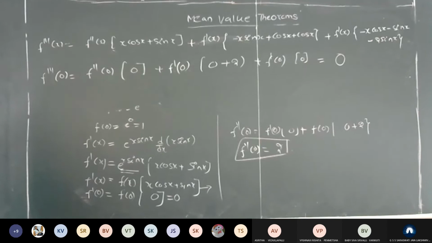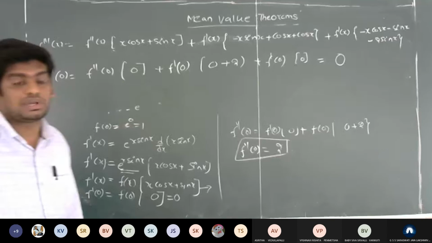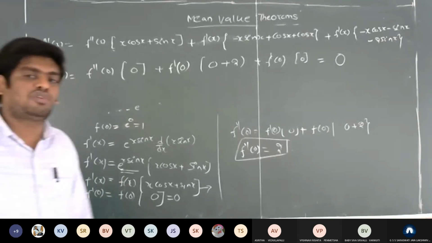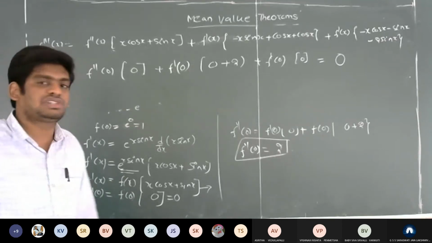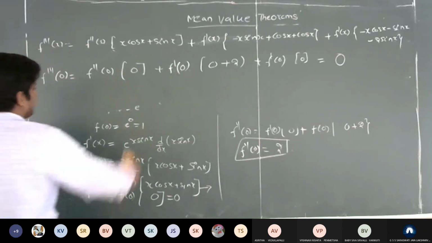Yes, sir. Now we have to calculate the f fourth dash also. Why? Because we have to show the term x power 4. Suppose if the x power 4 term, that is f fourth dash, is 0, we can't do anything, right? But anyhow we have to find it.